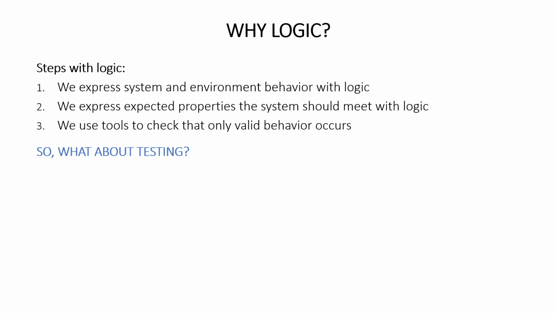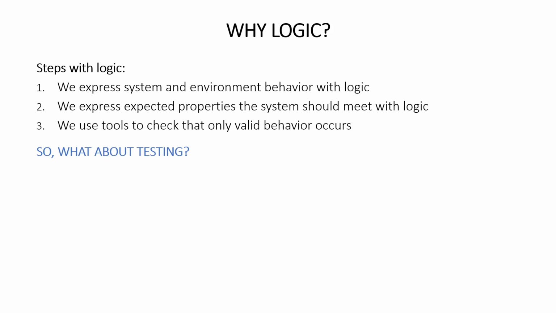So then we would express the expected properties that the system should meet, and we would now need another language, or maybe the same language, to express these properties. So we say we want to learn something about our system, or we want to assert something about our system, and then we can use tools to check that really our system behaves like that. And if we formulate all of this in logic, then it's quite easy for us to check this.